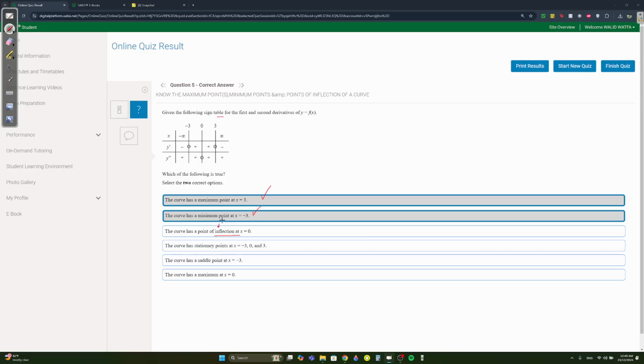Inflection point is a change in concavity. What does change in concavity mean? It means change in sign of y double prime. Did y double prime sign change? No. So it's not an inflection point. It's just a saddle point.